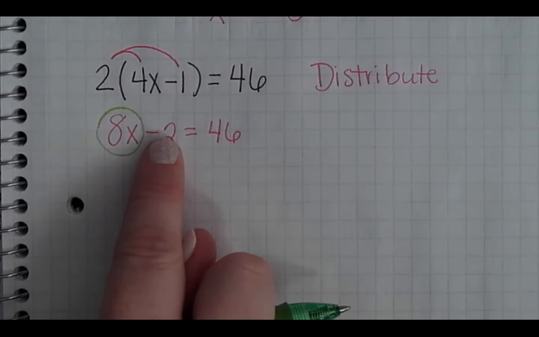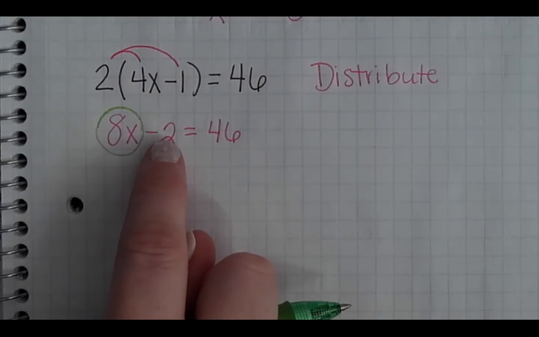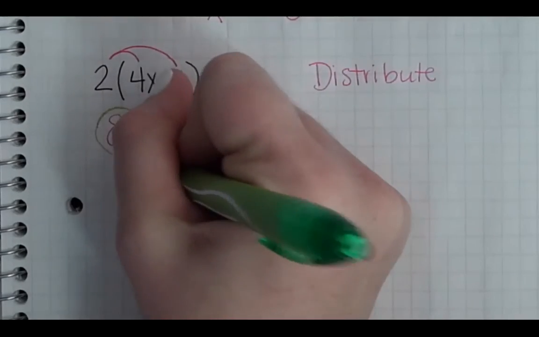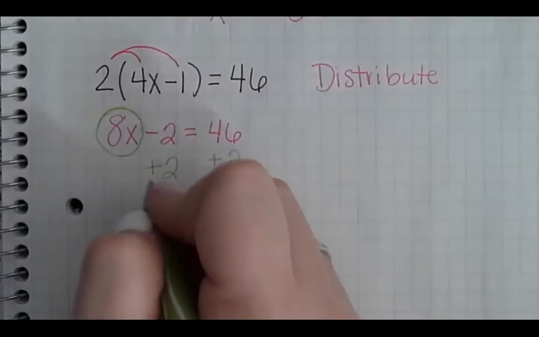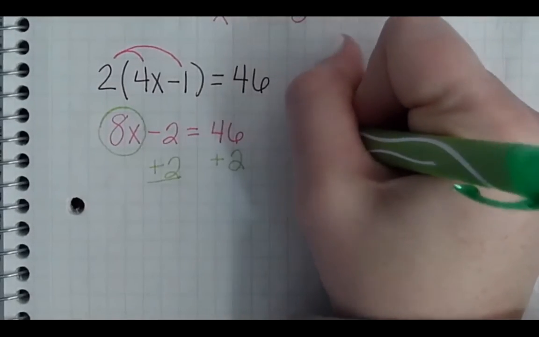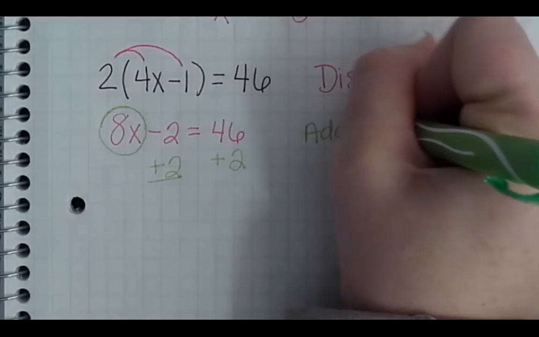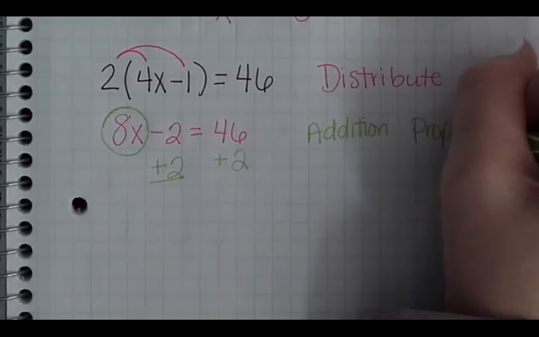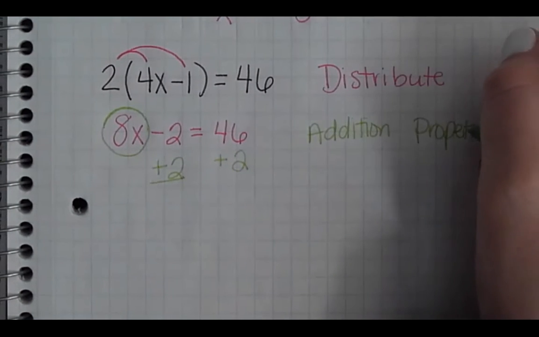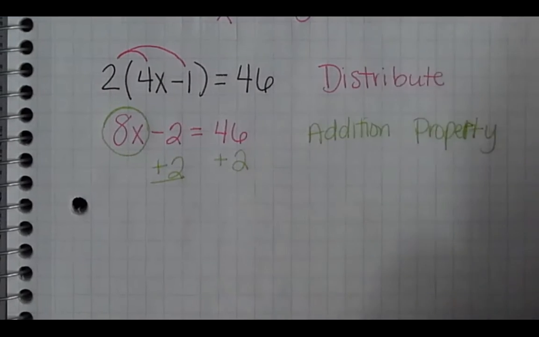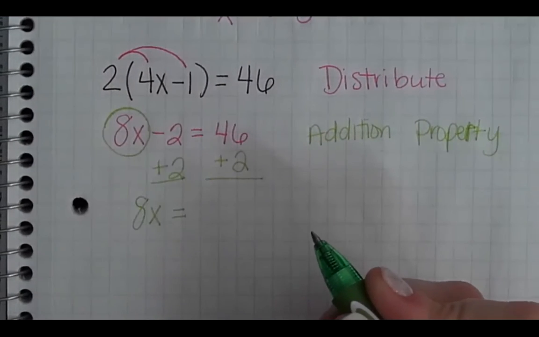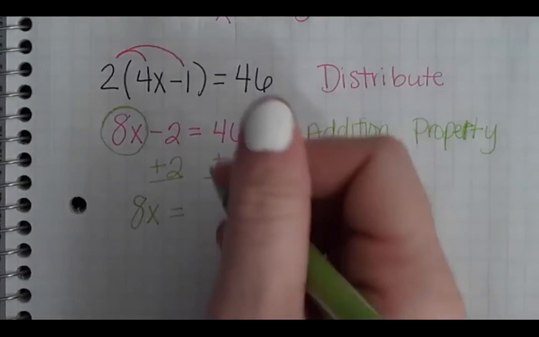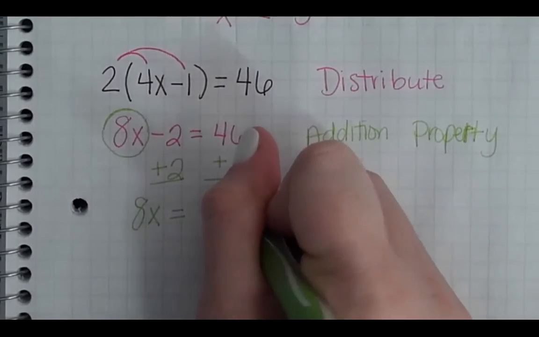So you need to get rid of the -2, or do the opposite of a -2 so that it cancels. So what cancels with the -2? +2. So what property did I just use? The addition property. You're adding to both sides. Oops, I can't spell. Bless you. So the 8x stays. 46 plus 2 is 48.